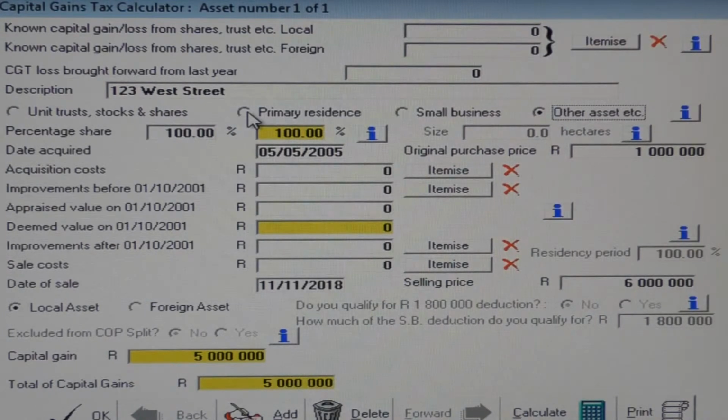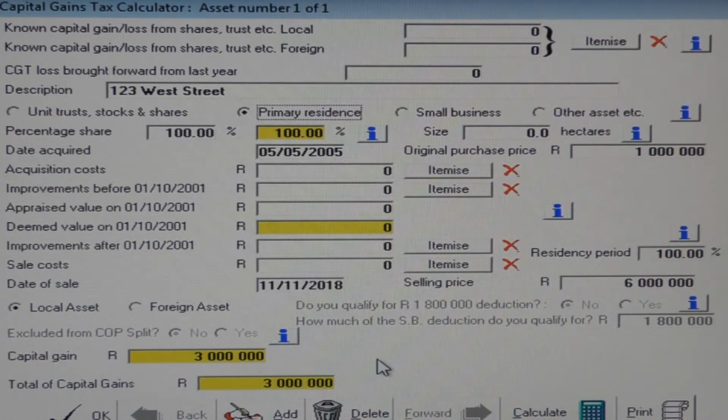All we need to do to change the type of asset is to select the Primary Residence button here. We can immediately see that the amount going towards capital gains tax has dropped from 5 million to 3 million. This is of course because the profit on a primary residence sale qualifies for a 2 million rand exemption. If the selling price was less than 2 million rand, then CGT does not apply at all, and this is an important thing to remember.